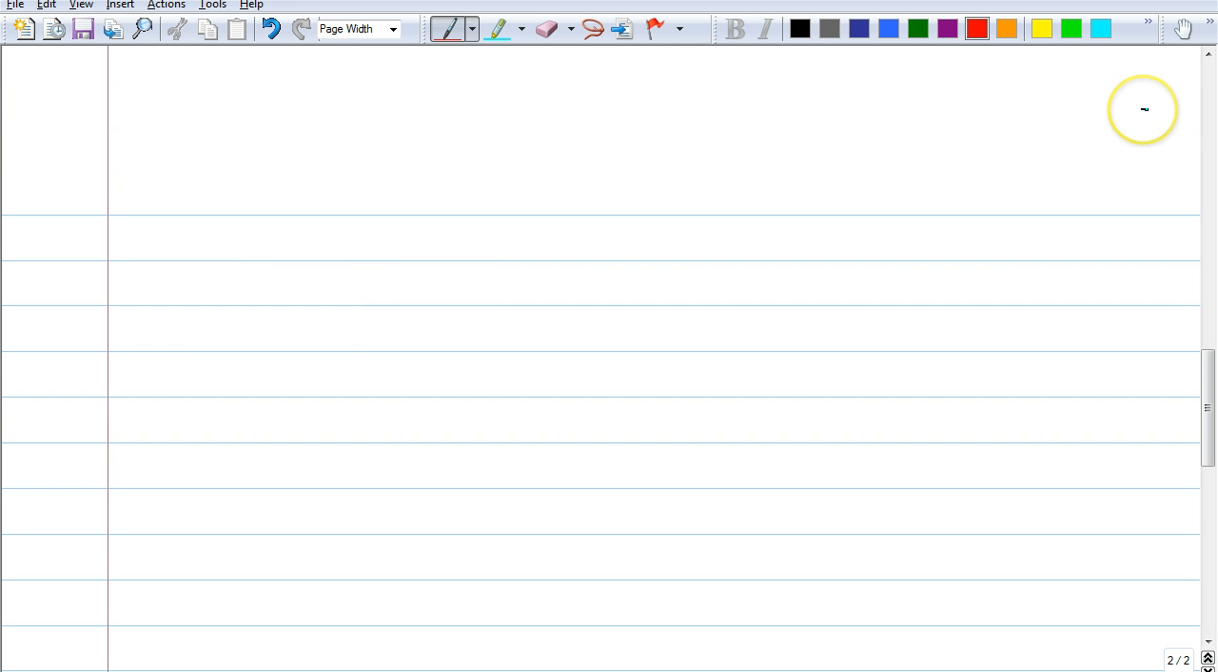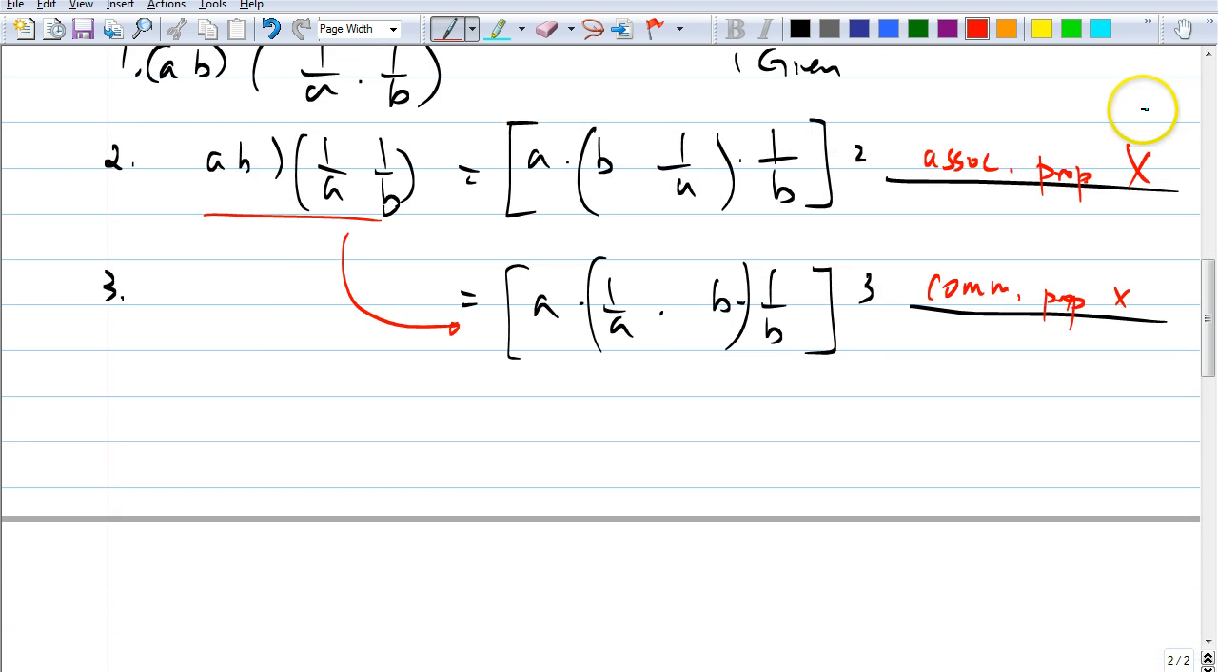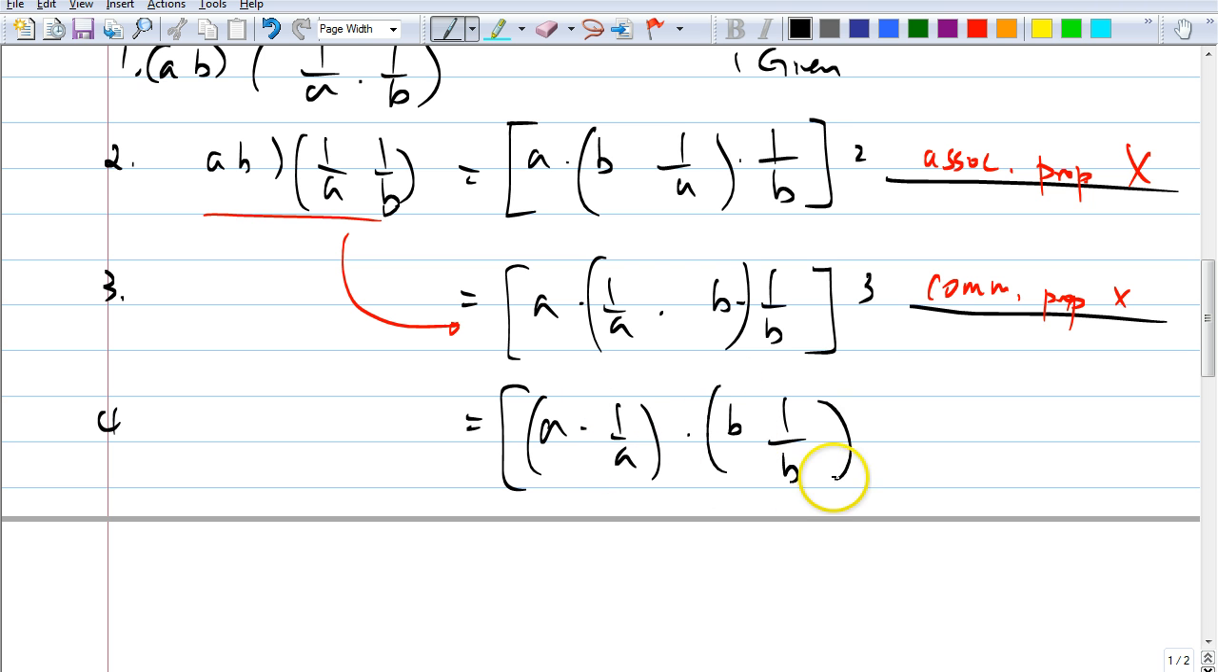Then what we do is we go to step 4. And I don't want to write the previous step again. Is that okay if I just write it on the right side? Okay? Without copying this? Is that okay? All right. So then, anybody see what we're going to do? Now we're going to say this. A times 1 over A, in parentheses, times B times 1 over B in parentheses.